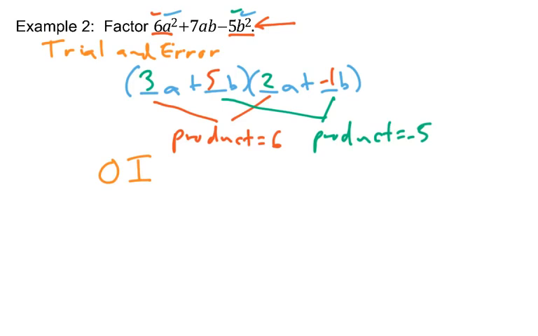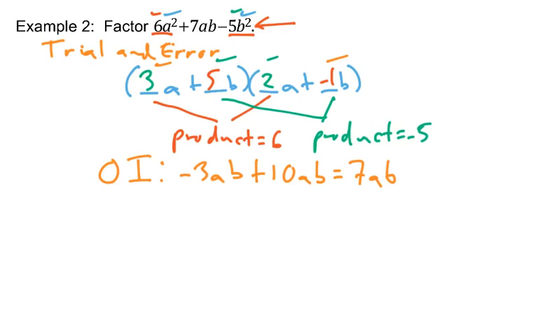So if you look at the product of the outer terms, that's this one and this one, that would give you -3ab. And then if you look at the product of the inner terms, that's this one and this one, that would give you 10ab. -3ab plus 10ab happens to give you 7ab. That's what you want. You want to get the right middle term. And if you do, then that tells you that you have factored this correctly.